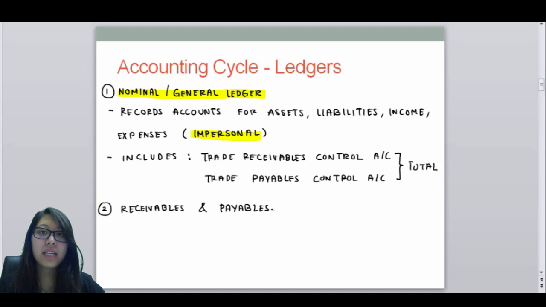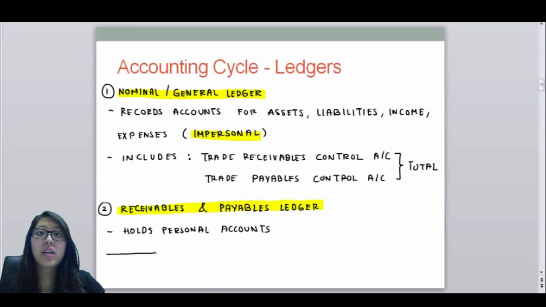Second, we have a receivables and payables ledger. A receivables ledger and a payables ledger individually record personal accounts. So if we maintain a receivables ledger, inside that receivables ledger would be the individual trade receivables accounts of all of the customers that we have. An example would look like this, as a T account. Another thing about the receivables and payables ledger is that they're also called a list of balances. List of balances literally means that the receivables ledger, for example, maintains a list of all of the individual customers that the company has.